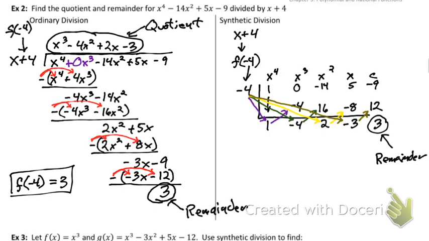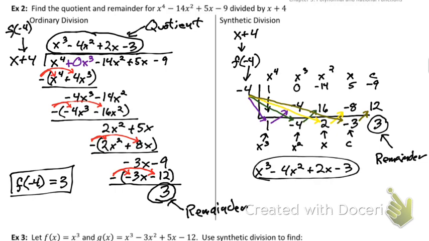For synthetic division, you need to rewrite it. This is your coefficient, but it's not written yet. We have to realize that if this is x to the 4th, we're going to drop 1 power here. So this is actually our x cubed, which would make this my x squared, which would make this my x, which would make this my constant. So our quotient is going to be x cubed minus 4x squared plus 2x minus 3. That would be your quotient.